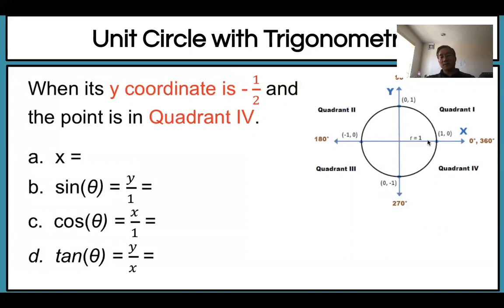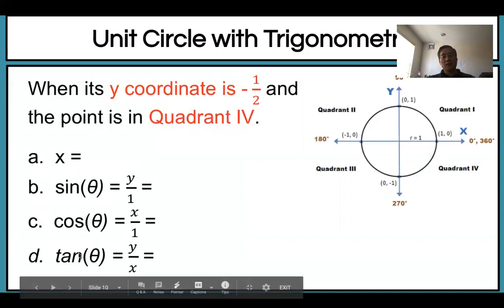And you need to solve for x. Now, do you see that x is positive or negative? Yes, x will be positive. The y value is negative, right? So what do you do? We are using the Pythagorean theorem to solve for x. You need to solve for x first, right? Then you can find the sine, cosine, tangent, trigonometry values.